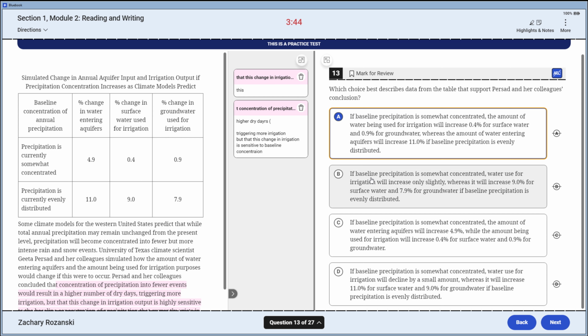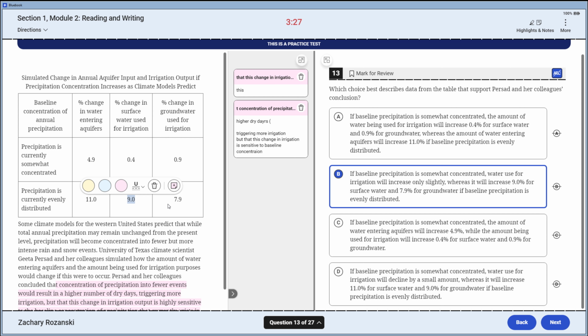If baseline precipitation is somewhat concentrated, water use for irrigation will increase only slightly, okay, whereas it will increase 9 for surface water and 7.9. I like this. Let me just double check: increase 9, 7 irrigation numbers, somewhat concentrated, only slightly. I love this. A is false because it doesn't give me the thing that I wanted about irrigation.